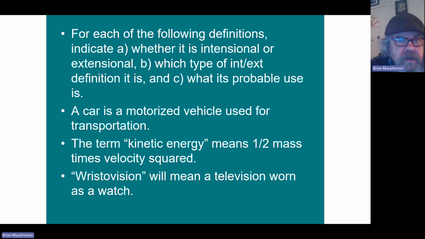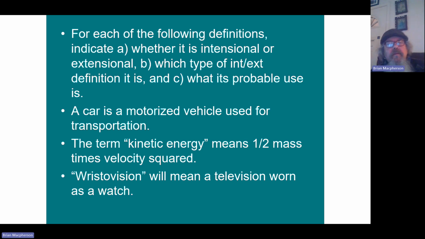Well, I would say that definition is intentional because it's not giving examples, it's listing a series of traits. So I would say it's intentional. And vehicle is a general term, motorized and transportation are specific terms. So I would say that it's a definition by genus and difference. And typically, definitions by genus and difference are used lexically to convey the meaning of a term. So it's a lexical, intentional, genus and difference definition.